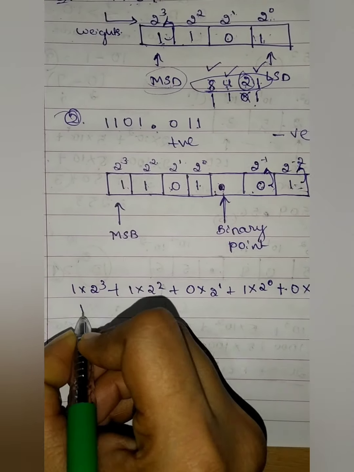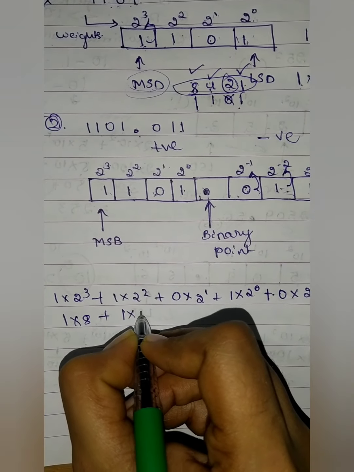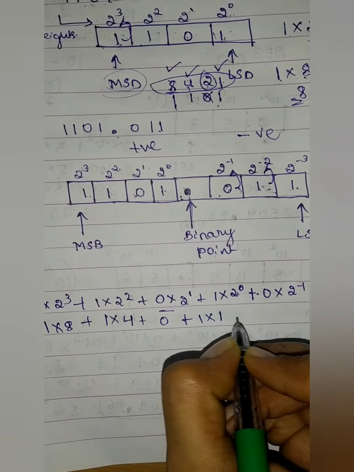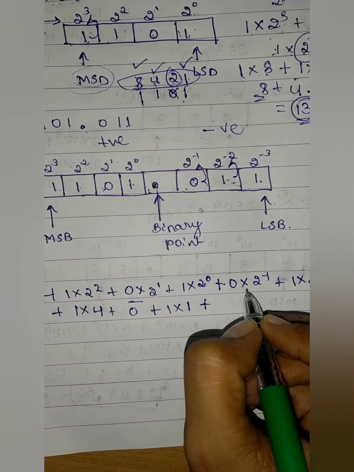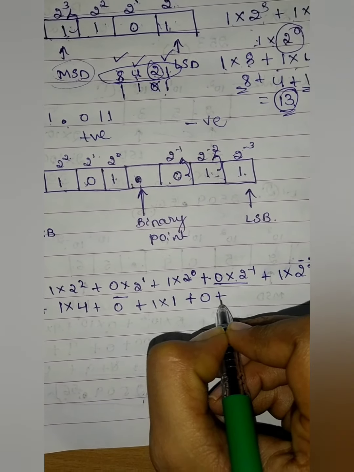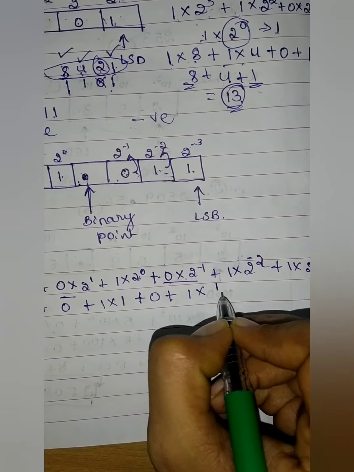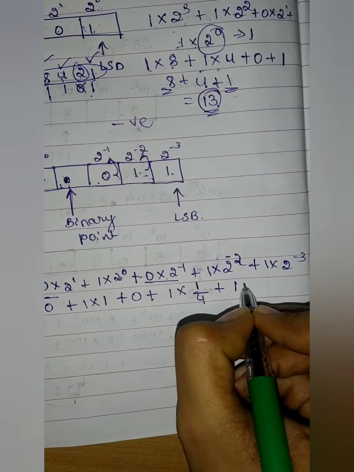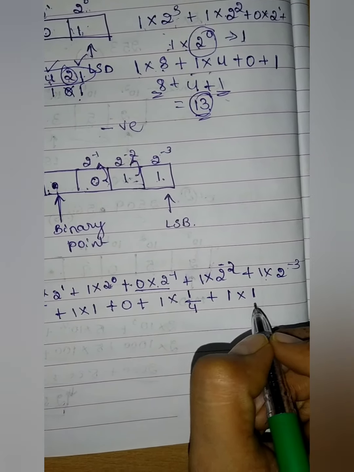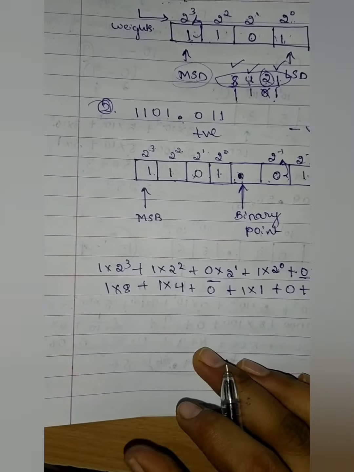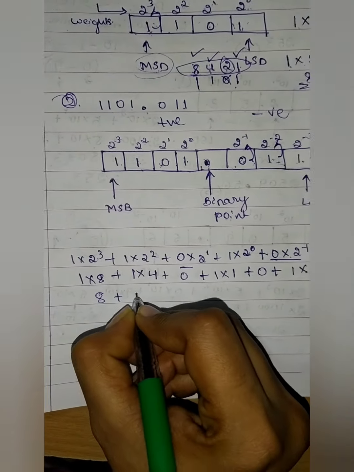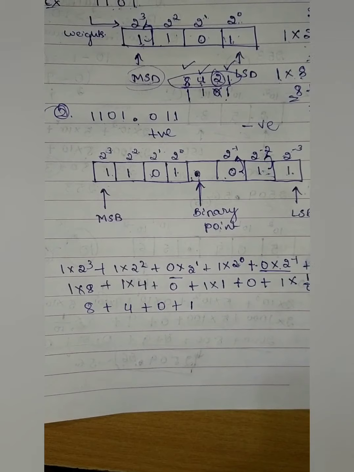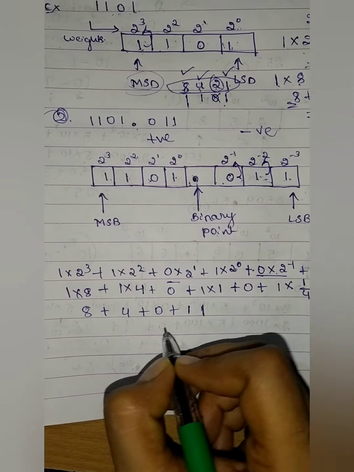Okay, so here 1 into 8 plus 1 into 4 plus 0 plus 1 into 2 to the power of 0 is 1. Now how do we define the fractional part? So here we have 0, no need to worry, plus 1 into 1 divided by what is the 2 to the power of 2 value? 4. Okay, plus 1 into 2 to the power of 3 is 8, so 1 divided by 8. So 8 plus 4 plus 0 plus 1.